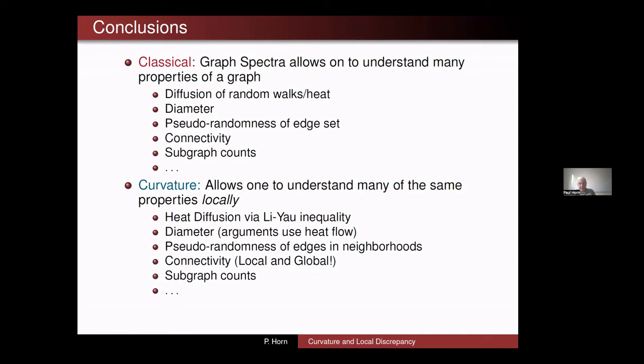But also it allows you to understand many of these other things. So you can understand how the edges and balls of radius 2 in your graph are distributed randomly. You can turn this into understanding local connectivity of your balls of radius 2, and also global connectivity, so long as I already know that my graph is connected. And finally, I can also understand some subgraph counts. And I think that there's a lot more to come.